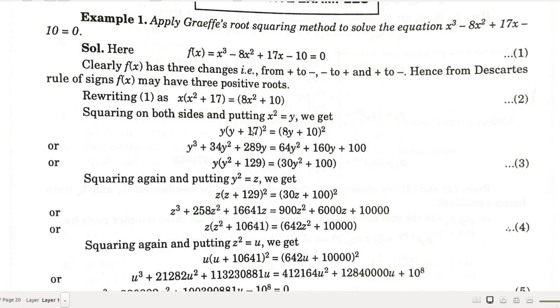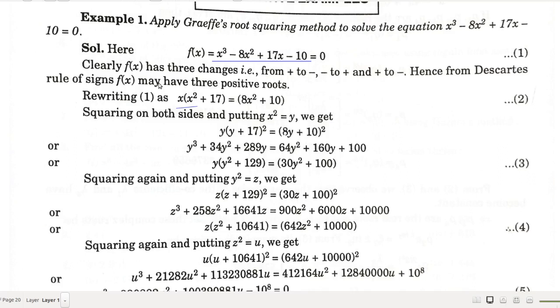So first of all, you need to use some idea of Descartes' rule of signs. That gives the idea of the roots, how many roots are real, how many are positive and negative and complex, etc. That can be checked using the changes of sign in the equation. So if you consider this f of x equal to x cube minus 8x square plus 17x minus 10 equal to 0, you need not worry about the observation of getting the number of real roots. You can leave this one and you can start with this step.